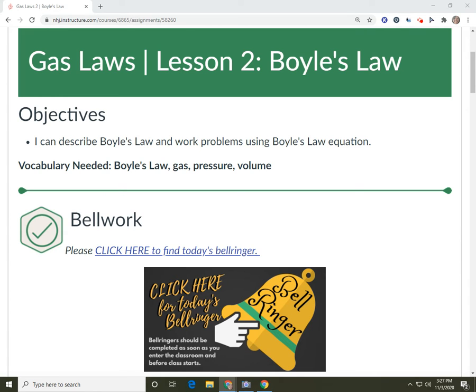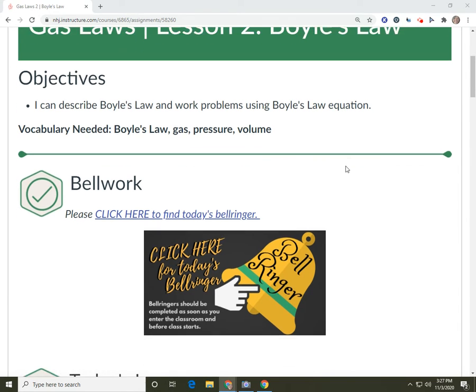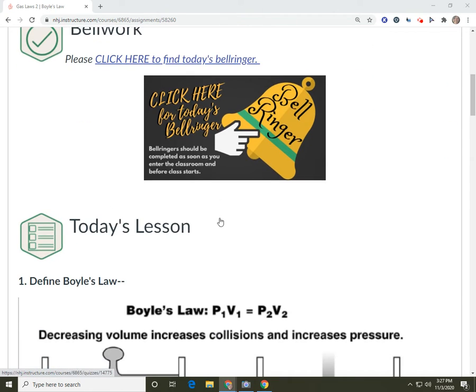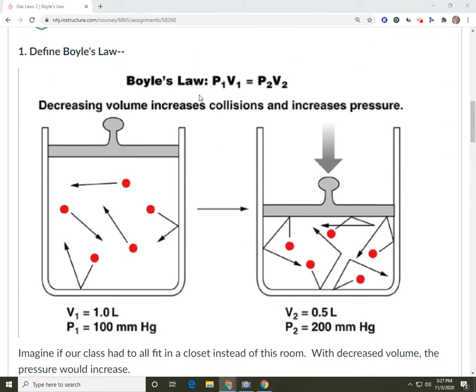Okay, so today we're going to talk about gas laws, lesson 2, Boyle's law. The big idea here is you need to be able to work problems using the Boyle's law equation. Hopefully you've already done your bell ringer. Today's lesson is really summed up in the picture that's embedded there. Boyle's law is pressure 1 times volume 1 equals pressure 2 times volume 2.